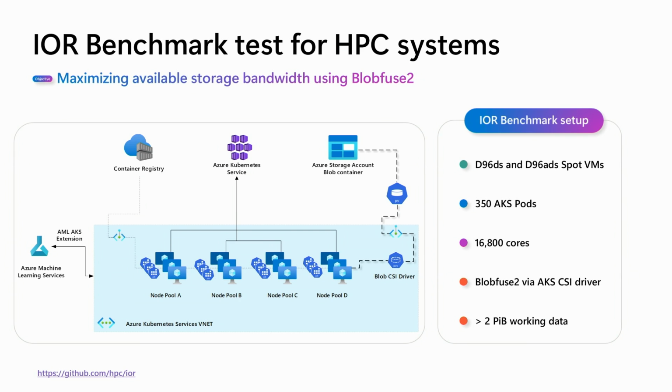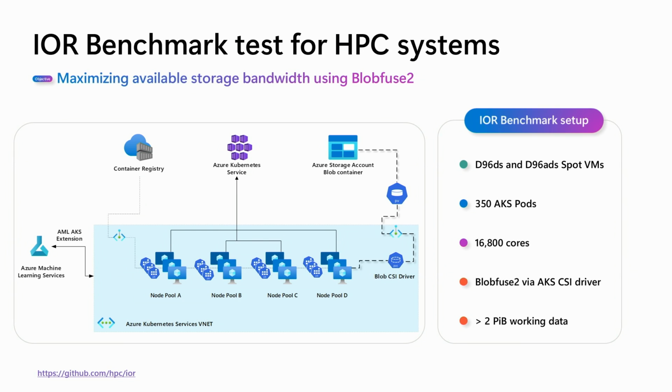We used 350 AKS pods. That's about 16,800 cores. And we mounted all of these pods to access the AKS CSI driver that uses BlobFuse 2. And we worked with around 2 petabytes of data. What the IOR test does is it writes whatever data that you would like, and then reads it all back as fast as possible. Then we see how much the storage system is able to handle this load, right? So that's what we did, and we did manage to get some good throughput.